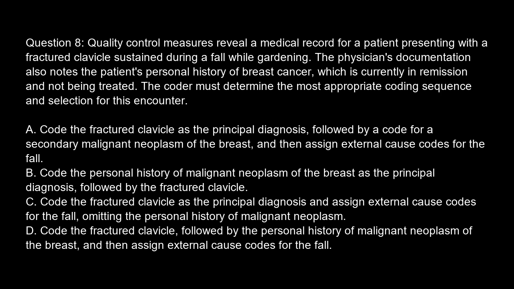Option A. Code the fractured clavicle as the principal diagnosis, followed by a code for a secondary malignant neoplasm of the breast, and then assign external cause codes for the fall. Option B. Code the personal history of malignant neoplasm of the breast as the principal diagnosis, followed by the fractured clavicle. Option C. Code the fractured clavicle as the principal diagnosis and assign external cause codes for the fall, omitting the personal history of malignant neoplasm. Option D. Code the fractured clavicle, followed by the personal history of malignant neoplasm of the breast, and then assign external cause codes for the fall.